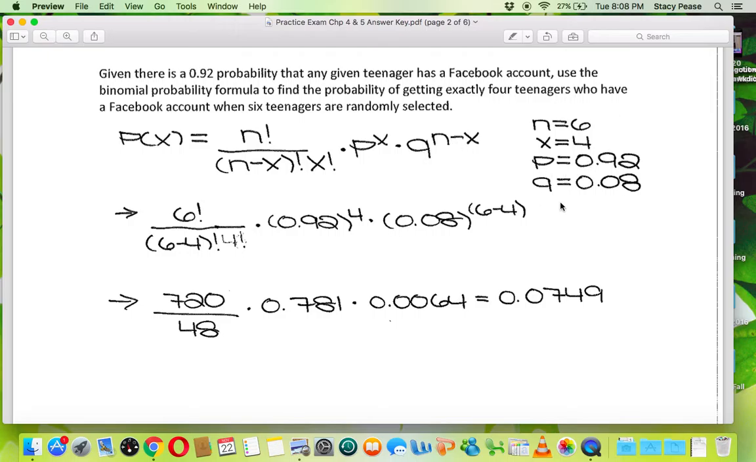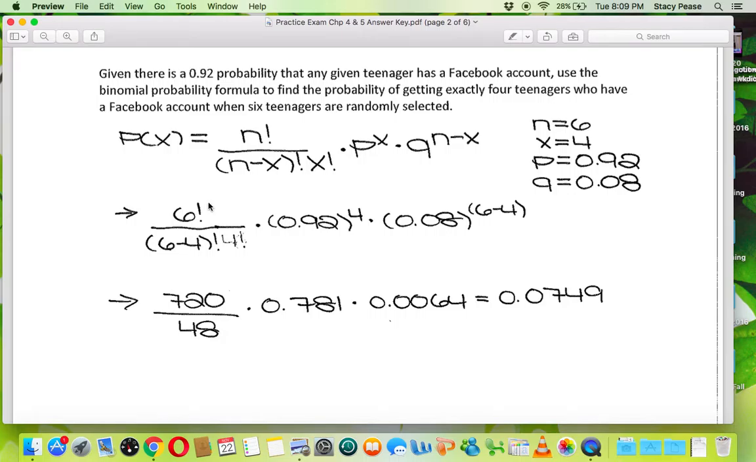So first I went through and I defined each of the numbers. So our n is 6, that's the number of teenagers we're going to randomly select. 4 is the number that we're interested in, the probability of exactly 4 teenagers. Our probability of success is given to us in the problem as 0.92, and based on that, doing 1 minus our probability of success, we are able to calculate our probability of failure as 0.08, and we know that that's correct because if we add these two together, they add to 1.